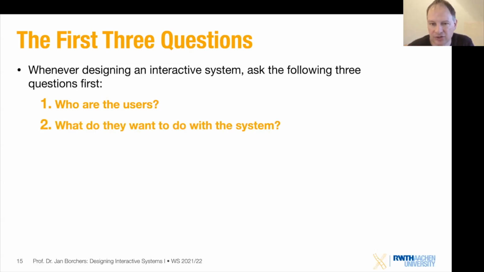Second question, the task. What is the actual problem people are trying to solve with your system? What are usage scenarios? And this is where you can use root cause analysis to find the actual question that you want to address.